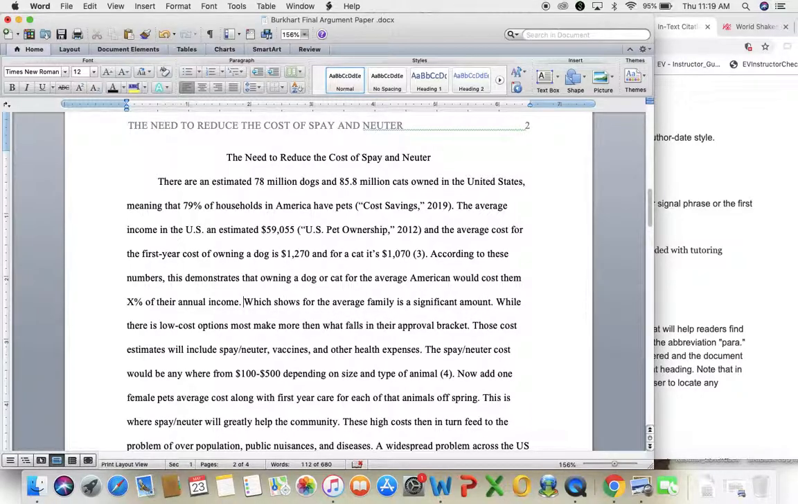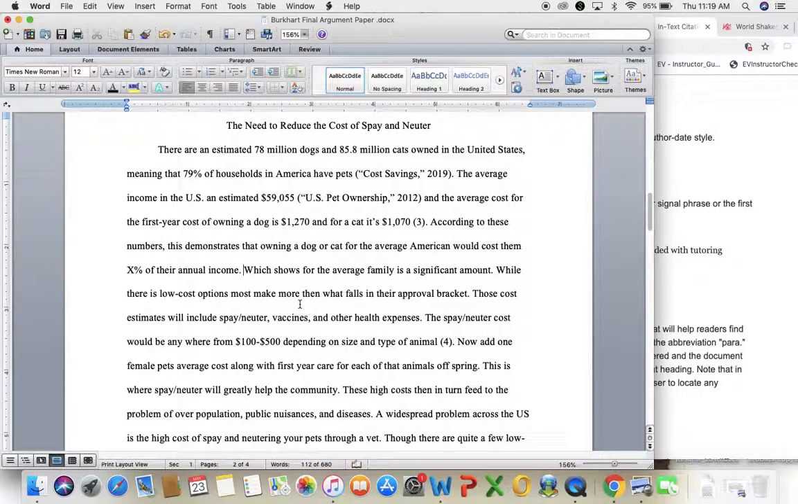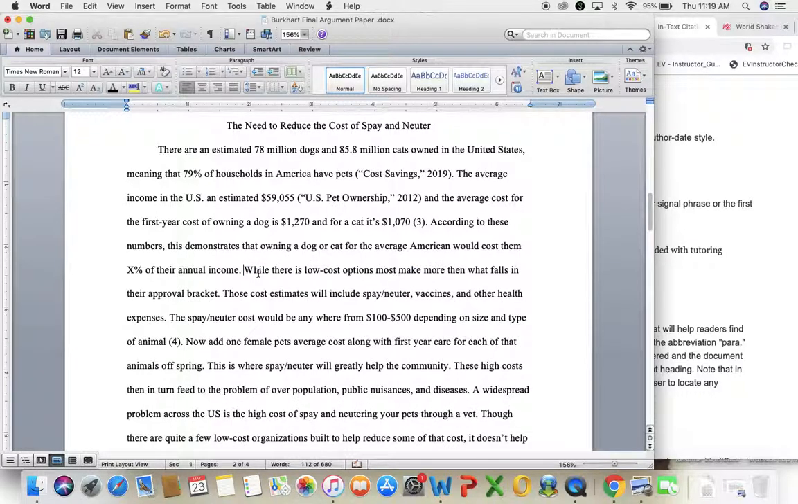So we want that information of, okay, but how much is that? Because when I look at those numbers, like $60,000, I'm like, okay, $1,200 a year for a dog is not that much money. So my initial response to those numbers is that they're not significant, or they're not statistically significant. So you would need to demonstrate that's an actual extensive cost. And then you would get rid of that sentence there.